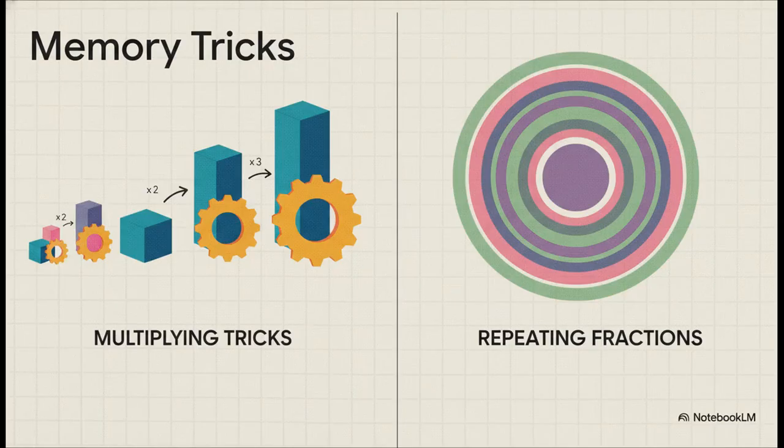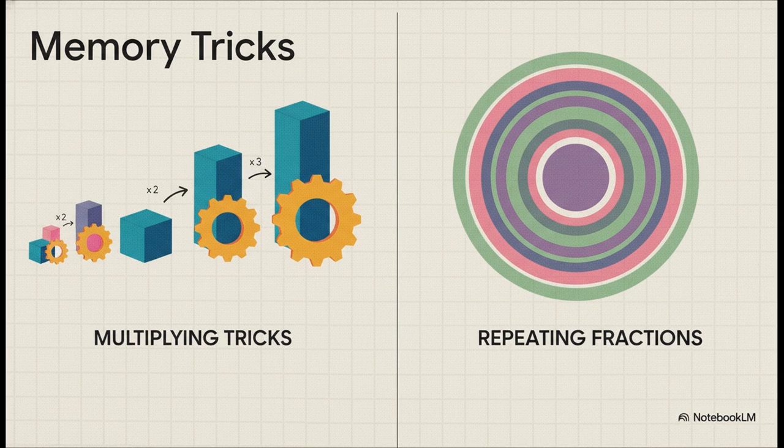Now, what's really interesting about this is how insanely simple the memory tricks are for those scary-looking fractions. Let's look at the 1/7 family. 1/7 is 14.28%. Need 2/7? Just double it. Boom, 28.56%. Need 3/7? Just multiply by 3.